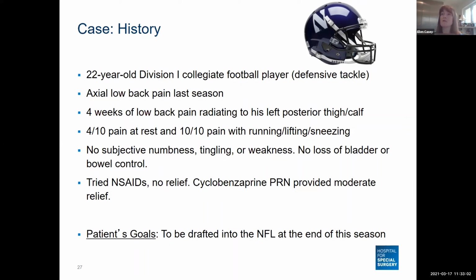And then pain radiated into his left posterior thigh and the back of his lower leg, so in the calf. At rest, he was still having pain. So not even with sport, he was kind of 4 out of 10 pain. And the pain was both in the back and the leg. And then it got up to what he rated as 10 out of 10 with more dynamic activities like running, lifting in the weight room, sneezing, he also said was quite painful.